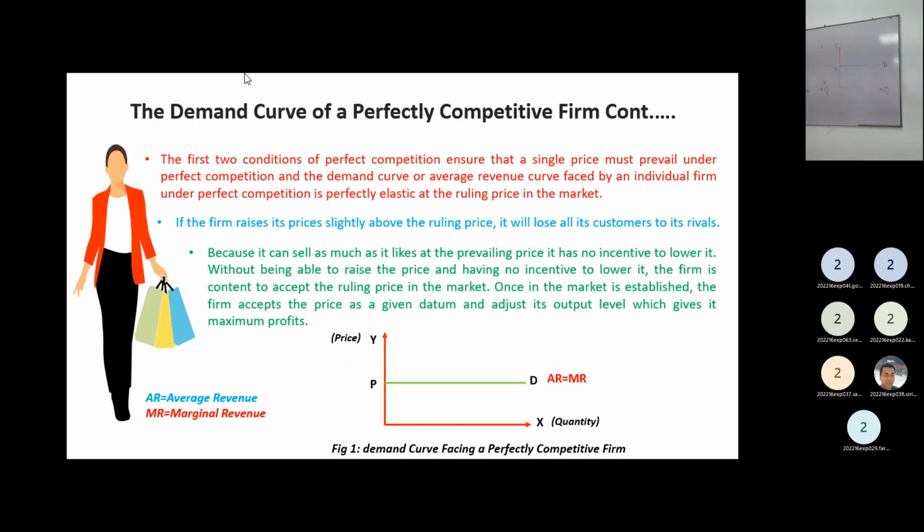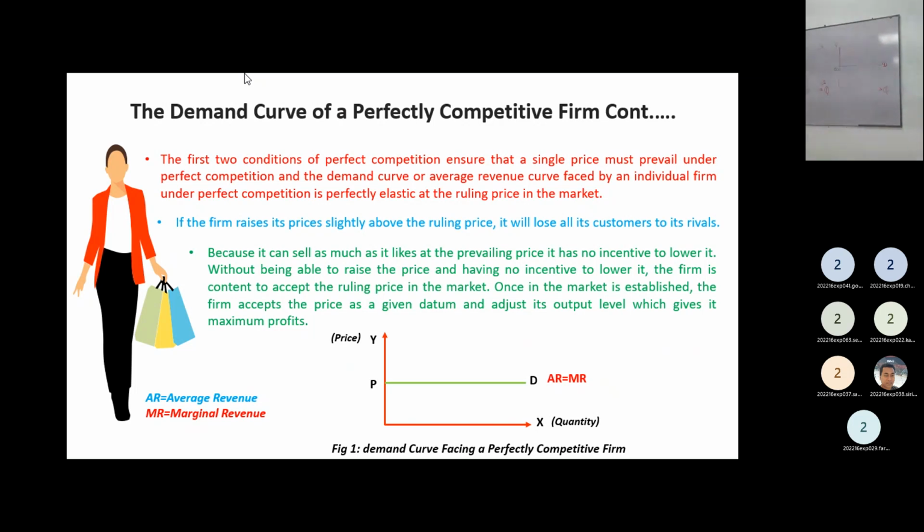And the demand curve or the average revenue curve, so this is their demand curve. We'll see why we consider it as an average revenue curve as well. Faced by an individual firm under perfect competition, it is perfectly elastic at the ruling price in the market. I believe that you have learned these things. Elasticity is perfectly elastic based on the given price in the market.